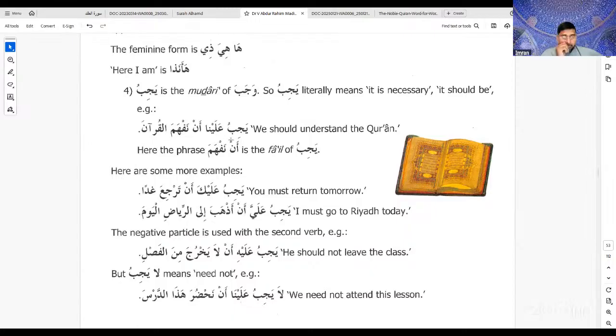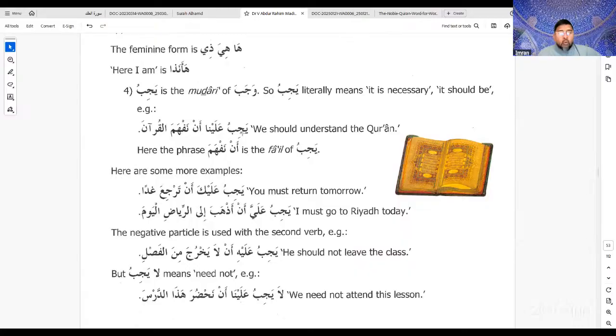Okay, let me explain this now. So what's happening here? Wajaba is the past tense. Yajibu is the present tense. Correct. And when we want to make a sentence, an nafhama is a phrase, correct? Normally if an wasn't there, fahima yafhamu, nafhamu means we understand. And when an comes, it changes it to understand. To understand. And the nahnu is the fa'il of the verb nafhamu.